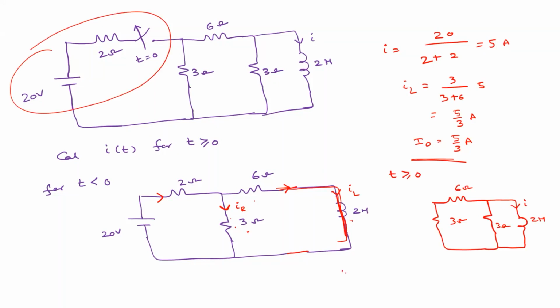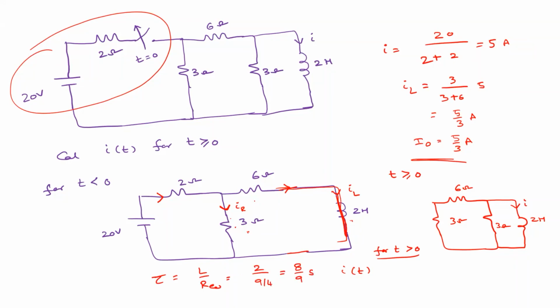Now tell me, what is the response I of t for t greater than 0? Let's straight away find the response. First thing, what is the time constant here? L by R equivalent, right? So what is R equivalent here? 9 by 4. Okay, so L is 2, so it is 2 divided by 9 by 4. How much is this? 8 by 9 seconds.